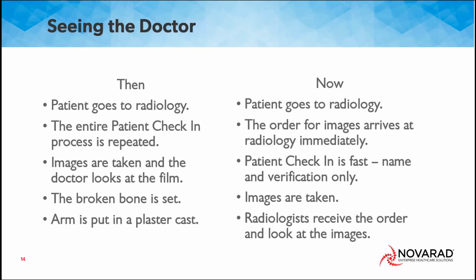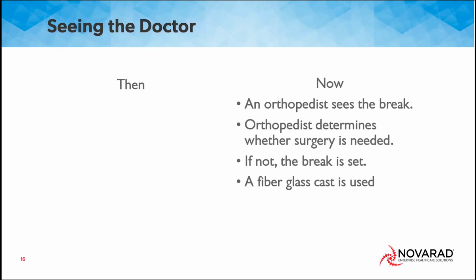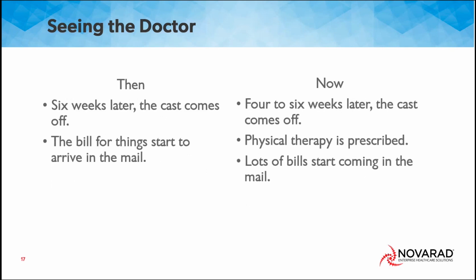And that's what would happen: the doctor would look at those images on the film, and he'd see, hey, it's a broken bone. He'd set the bone, put the arm in a plaster cast, and send mom and dad on their way home with a prescription for pain. The patient goes home, the parent goes to the pharmacy, and the kid wonders what the heck the term RX means. First time, little kids, they don't know. The next step is about 6 weeks later, the cast comes off and the bills start to arrive in the mail. So that's the way it used to happen.